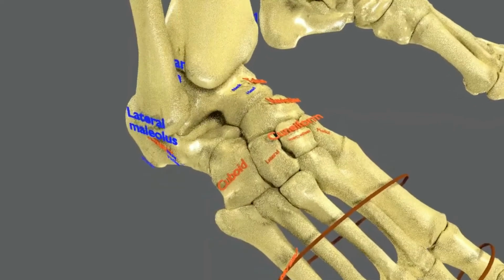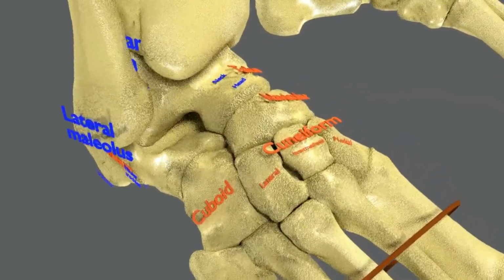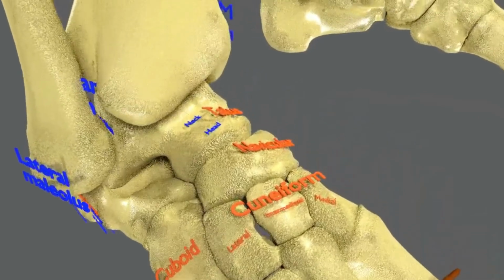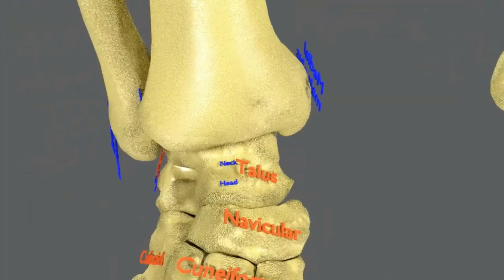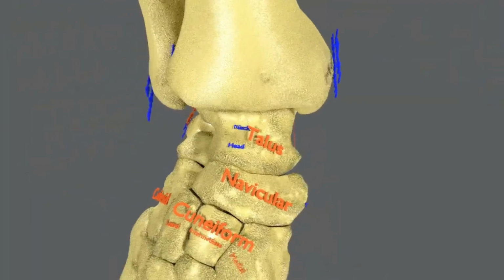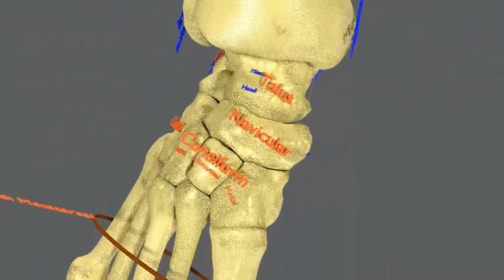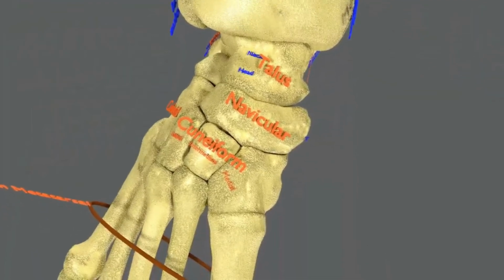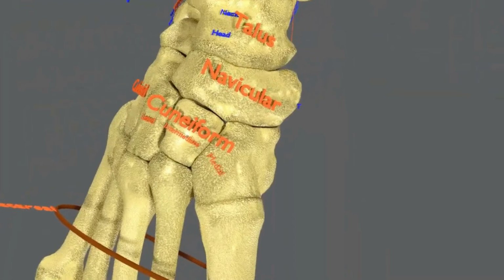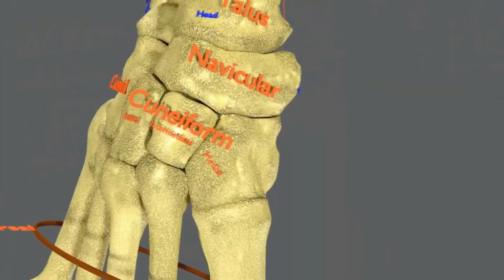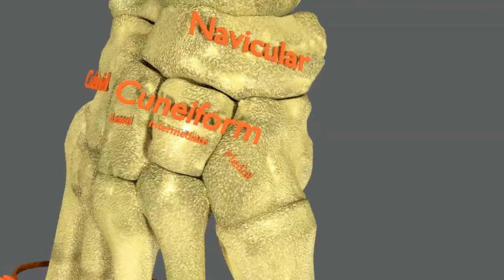The proximal row of tarsal bones, except calcaneum, can be seen including the talus and navicular. The head of talus articulates with navicular. The body has superior articular facet for tibia, medial facet for medial malleolus, lateral facet for lateral malleolus. The distal row includes cuboid and the three cuneiforms, lateral, medial, and intermediate, as seen here.